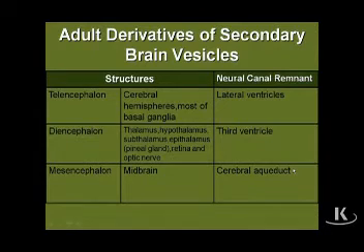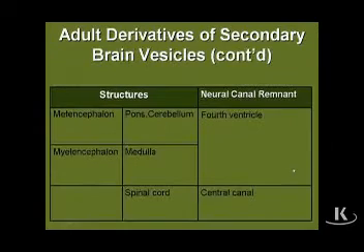And then looking further, we know that the remaining 3 secondary brain vesicles form components of the brainstem. They're listed here. The mesencephalon gives rise to the midbrain, and on the next page, the metencephalon gives rise to the pons and the overlying cerebellum. Myelencephalon gives rise to the medulla. And the spinal cord, as we said, is not a secondary brain vesicle derivative. It's a direct derivative of the neural canal that does not undergo such specialization.